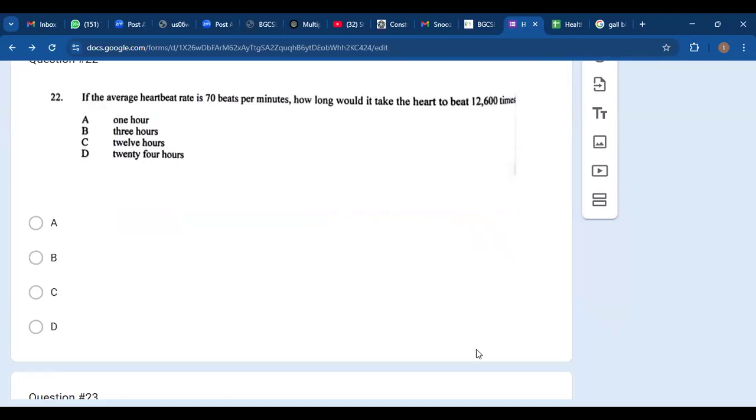If the average heartbeat is 70 beats per minute, how long would it take the heart to beat 12,600 times? Ooh, math. All right, so we have 12,600 divided by 70. Let me divide that. 12,600 divided by 70.